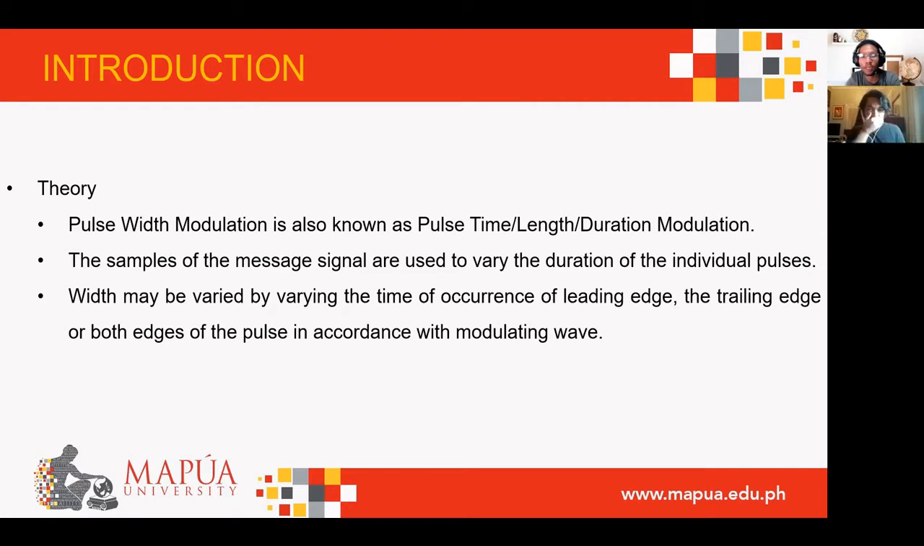In pulse width modulation, the amplitude of the pulses is constant. In generation of the pulse width modulating signal, the input amplitude signal is applied to the inverting terminal of the op-amp.